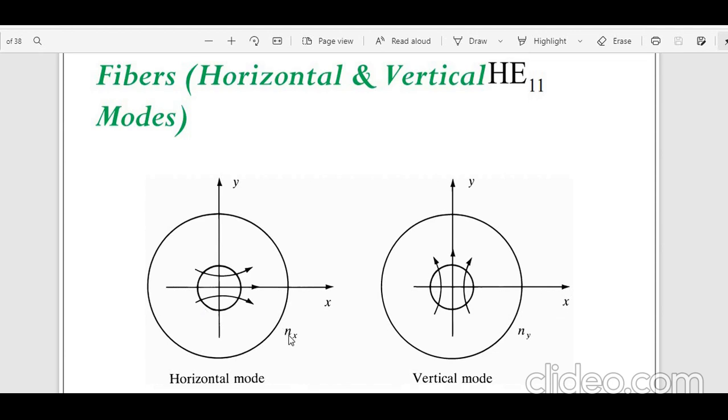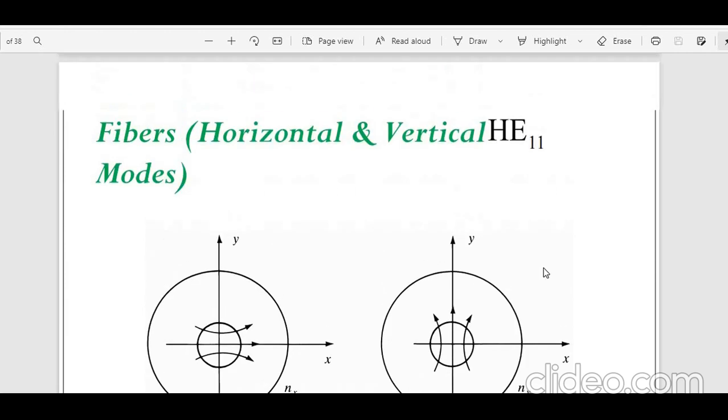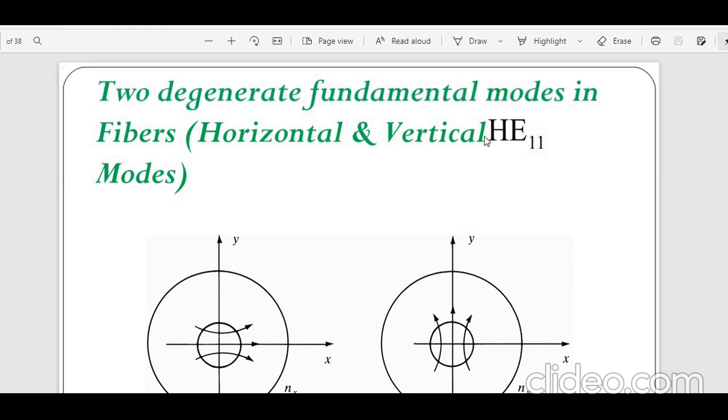Here we are passing the n of x. As you can see, the particles are rotating in the x direction. So this is called the horizontal mode. Whereas the particles rotating vertically means what? It is moving in the y direction. Whenever the particles are moving in this particular direction, this is called the vertical mode of operation. This is for HE11, hybrid electrical mode of 1-1.